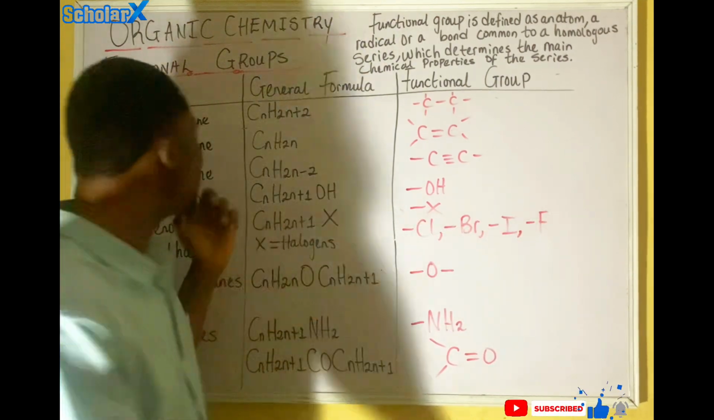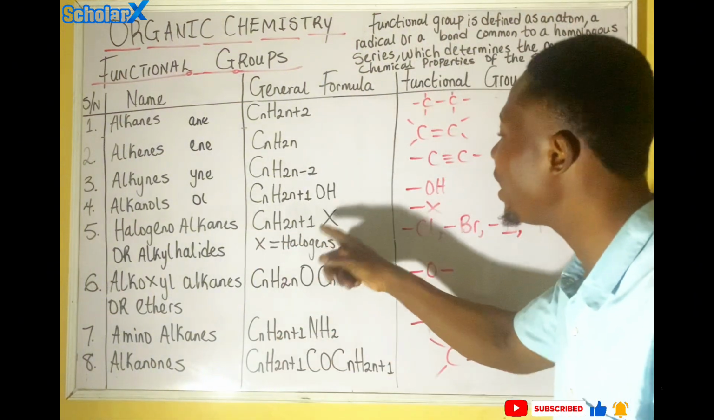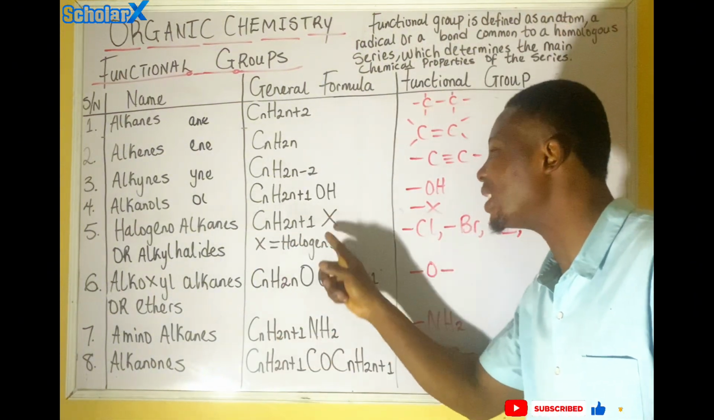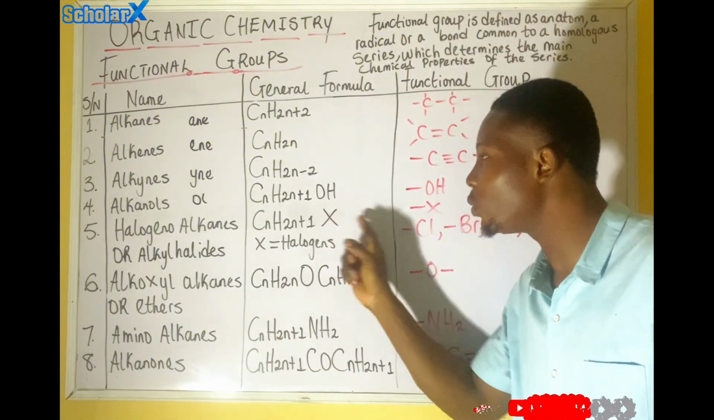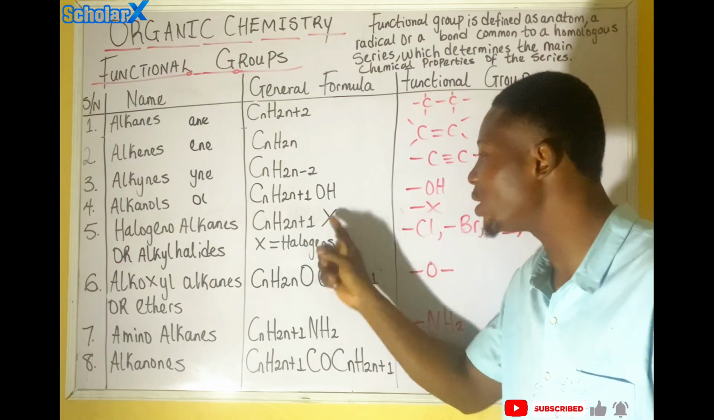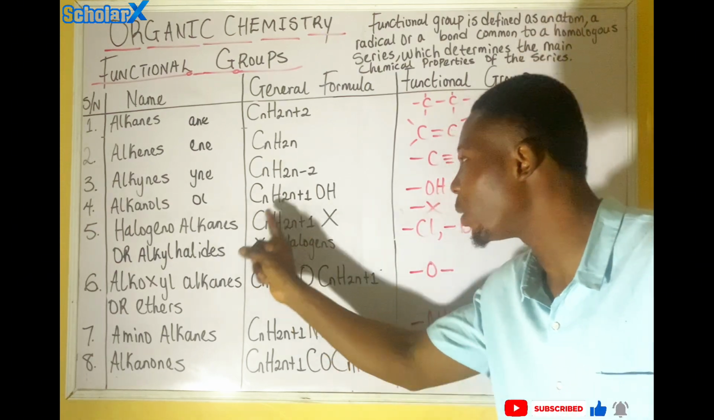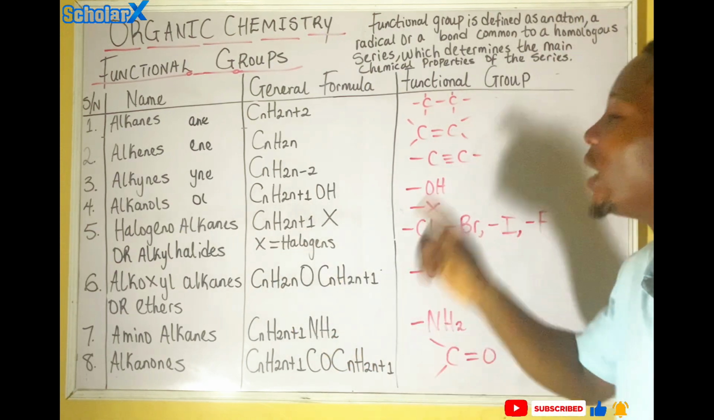All right, so their general formula is CnH2n+1 attached with halogens. They have substitutes of halogens by their general formula, which is CnH2n+1. Now let's look at the next one.